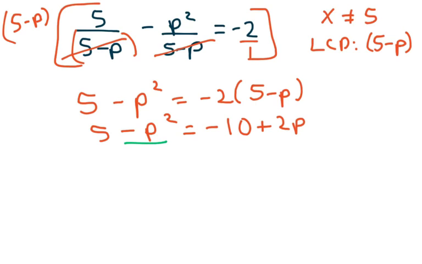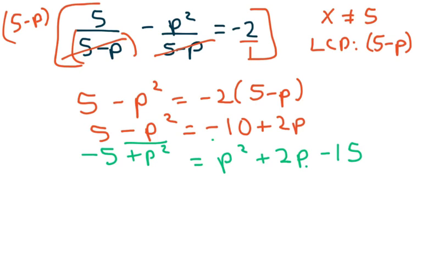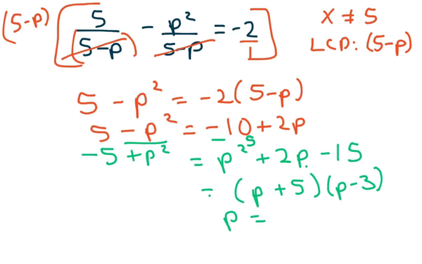Since this is negative, I'm going to move everything over to the right. So I'm subtracting 5 and adding p squared. And so that's going to give us p squared plus 2p. We keep him there. I'm subtracting, so this is minus 15 here. So this is subtracting 5 here. When I factor, I get p plus 5 and p minus 3. So we get p equals negative 5 and p equals 3.